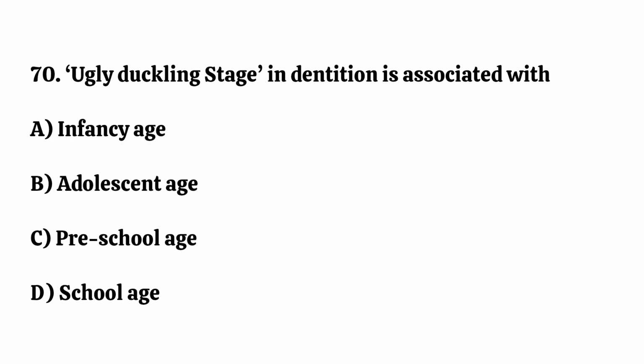Next, ugly duckling stage in dentition is associated with A. Infancy age, B. Adolescent age, C. Preschool age, D. School age. And the answer is option D, school age.